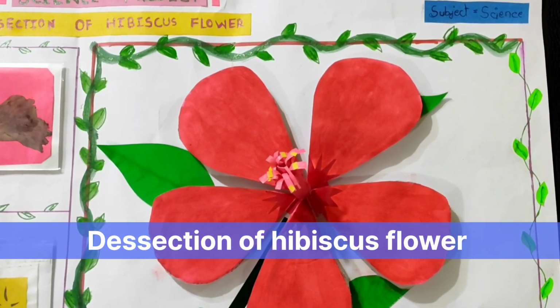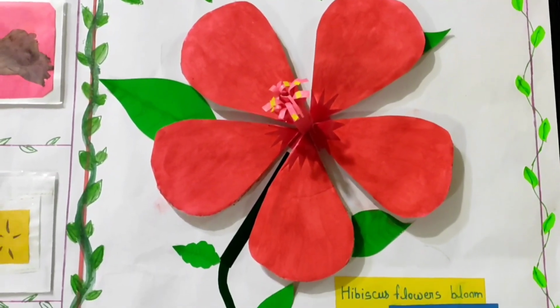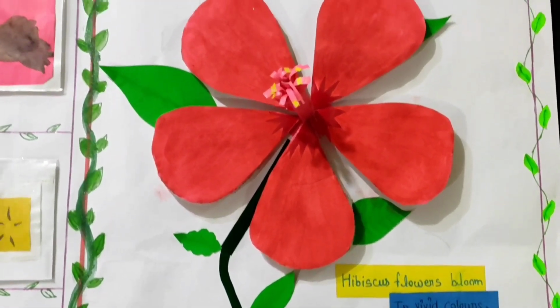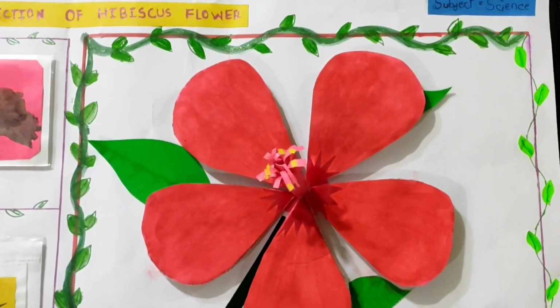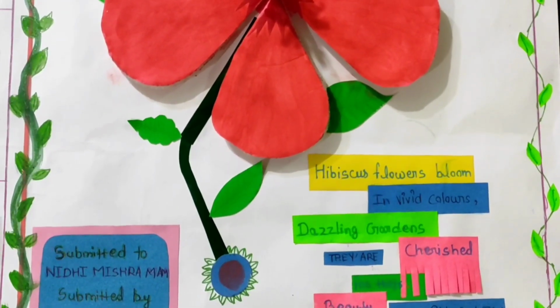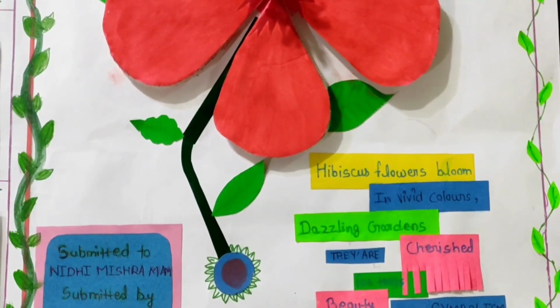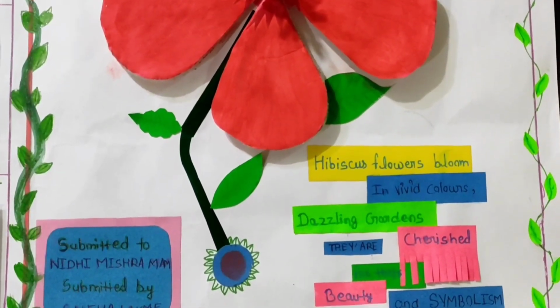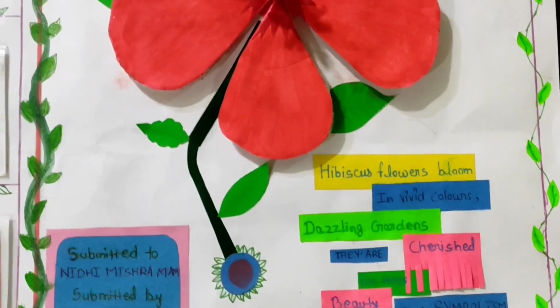This is the model of the hibiscus flower. This is how the hibiscus flower looks like. Here are some notes. Hibiscus flowers bloom in vivid colors, dazzling gardens. They are cherished for their beauty and symbolism.